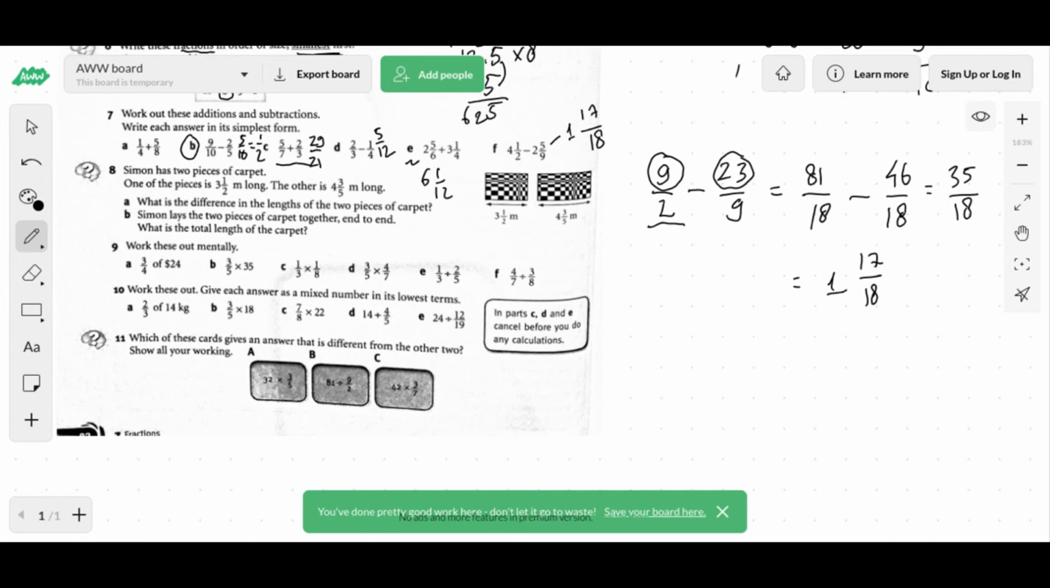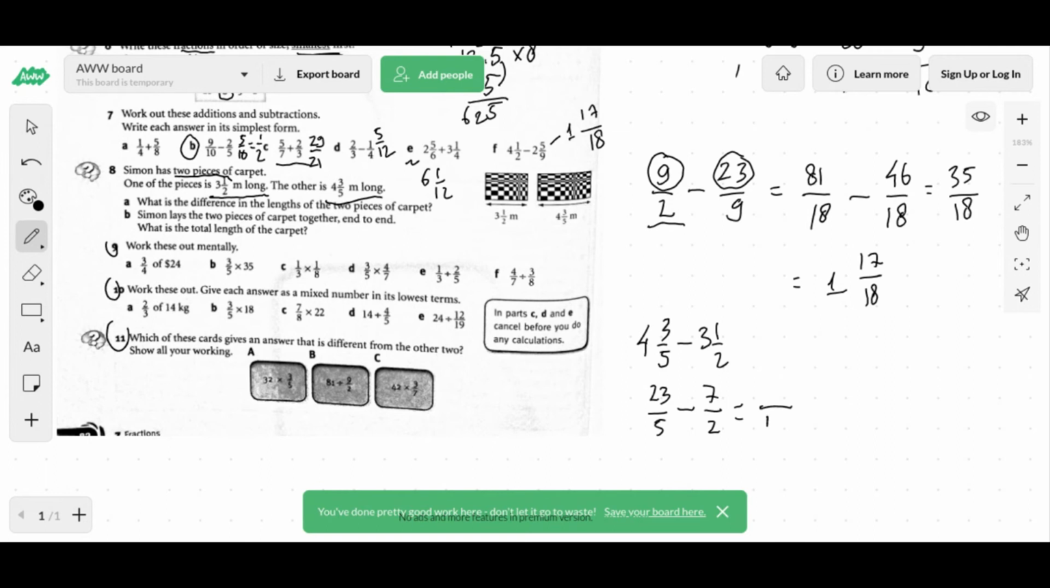So the remaining one is about multiplication and division, number 9, 10, and 11. But for number 8, let's read the written story. Simon has 2 pieces of carpet. One of the pieces is 3.5 meter long. The other is 3/5 meter long. What is the difference in the length? So what do you do when you find the difference? Subtract. So you subtract the bigger one to the small one. And this one becoming 23 over 5 minus 7 over 2.